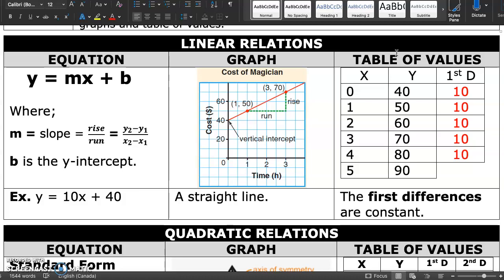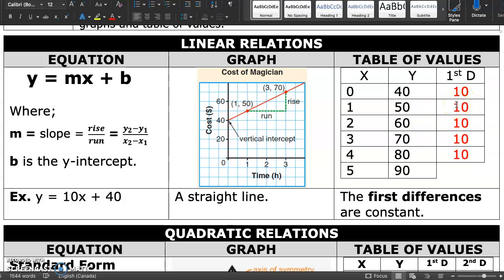So we've discussed in section 5.0 what each of the equations and the graphs look like, but what we are adding is the first differences. If we were to have a table of values, the first difference is y2 minus y1. So 50 minus 40 is equal to 10, 60 minus 50 is equal to 10.